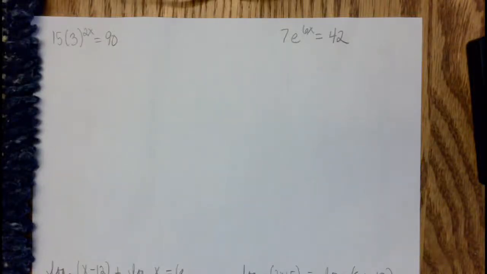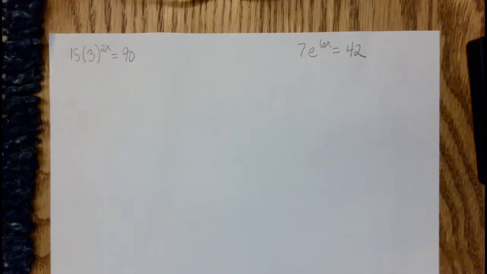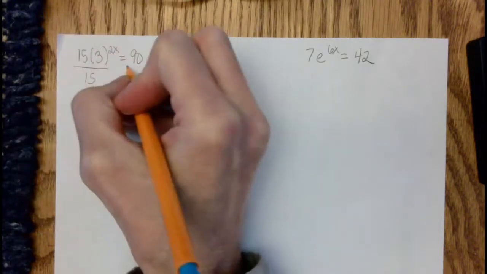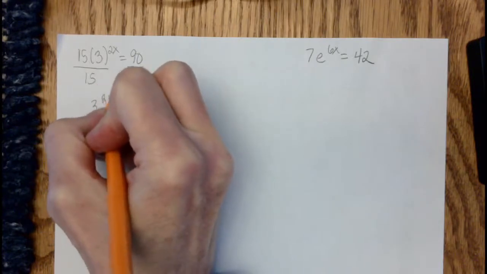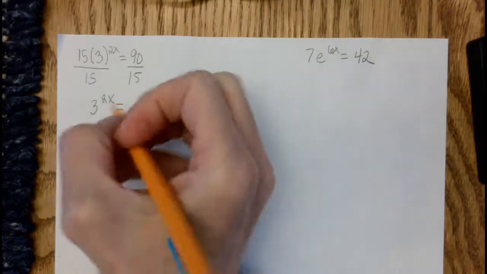So a couple more practice problems from lesson 4.3. Starting at the left, 15 times 3 to the 2x equals 90. The first thing we're going to do is divide both sides by 15. So we're left with 3 to the 2x equals 90 divided by 15, which is 6.